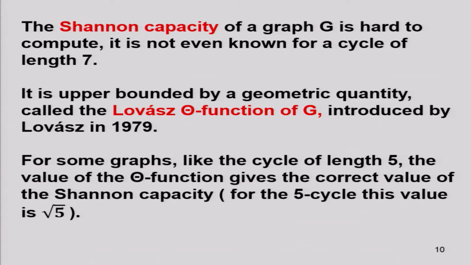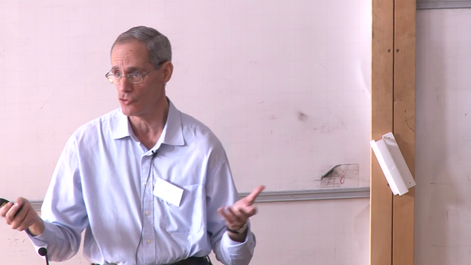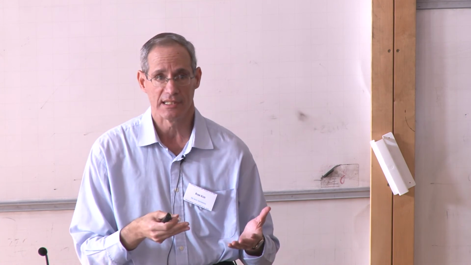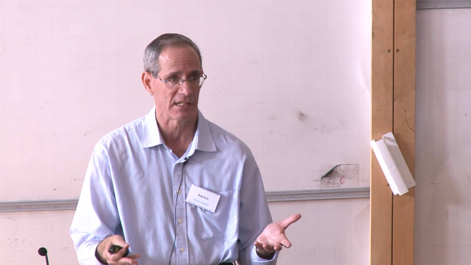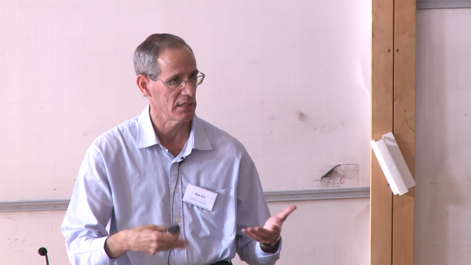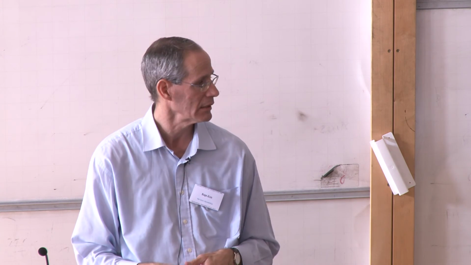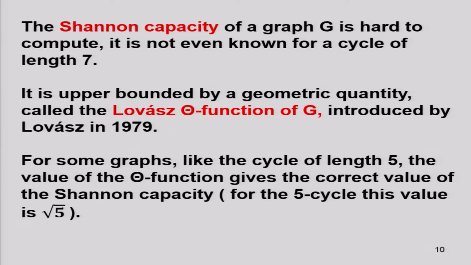Now, the Shannon capacity of a graph G is very hard to understand, and I wrote here, and this is quite striking if you haven't seen it before, that it is not known what is the value of this for a cycle of length 7. Now, you cannot think of many natural or interesting graph invariants that we don't know how to compute for a cycle of length 7. So it really shows that, because it's defined in terms of a limiting process, there are some bounds, but we don't know what the value is.